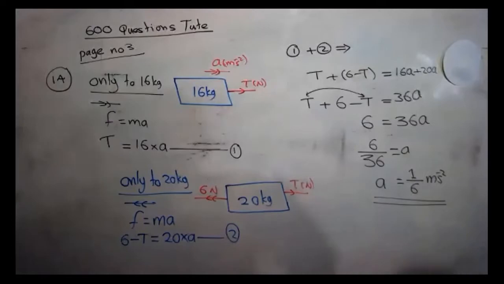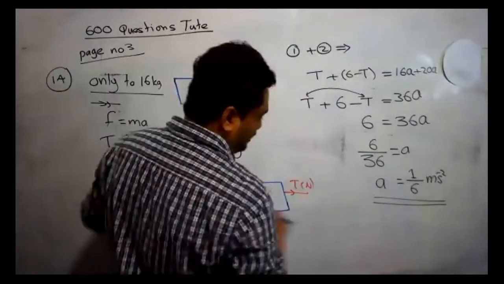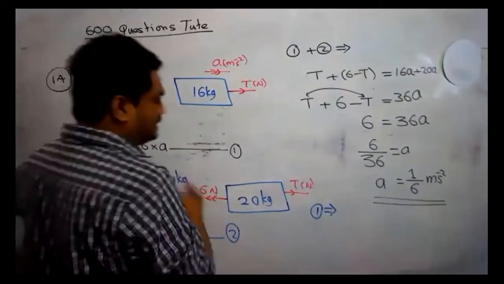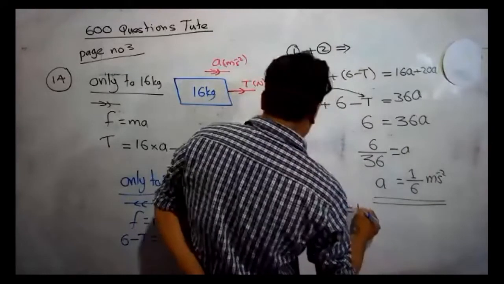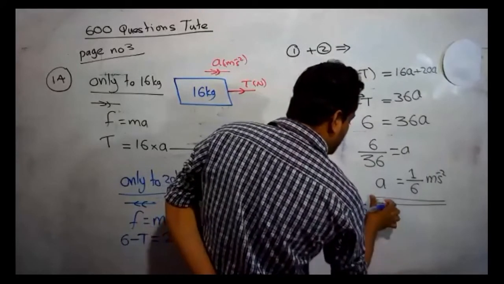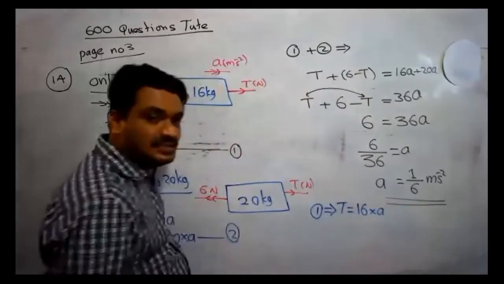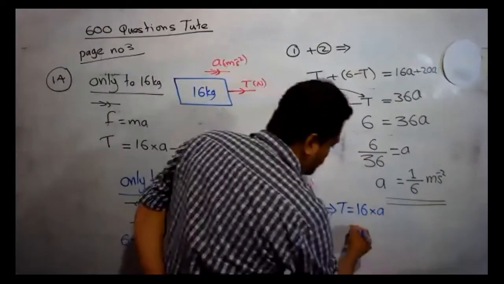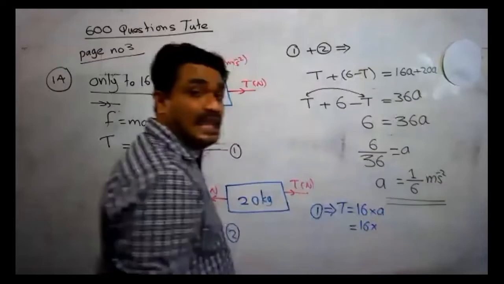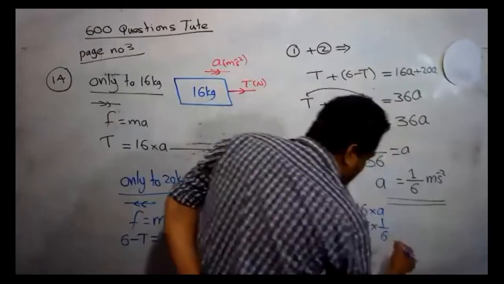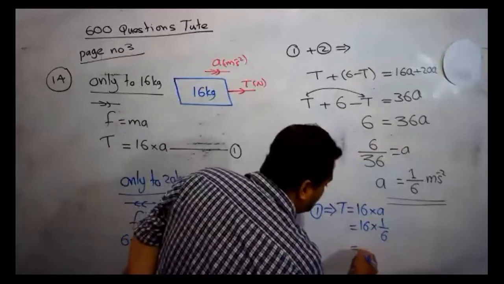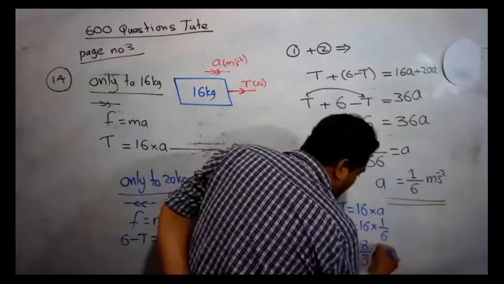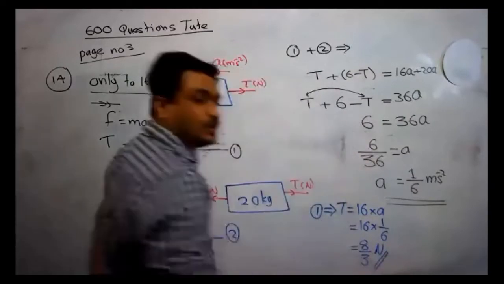So normally we write it like this. We say by using the first equation. The first equation tells us the tension force capital T equals 16 times A. So 16 times 1 over 6. 16 divided by 2 is 8, 6 divided by 2 is 3. Therefore, the tension force is 8 over 3 Newton.